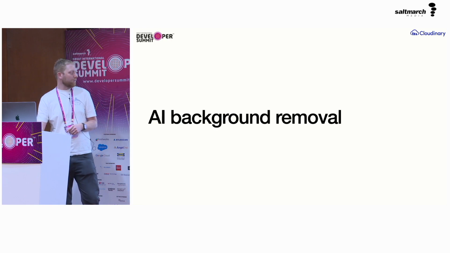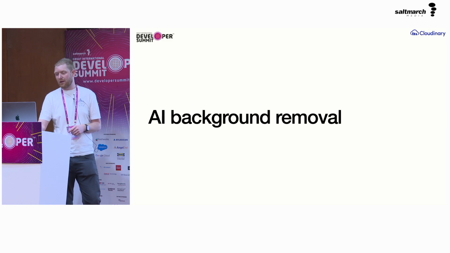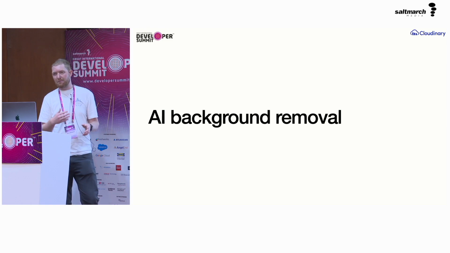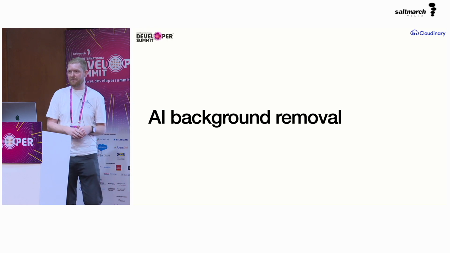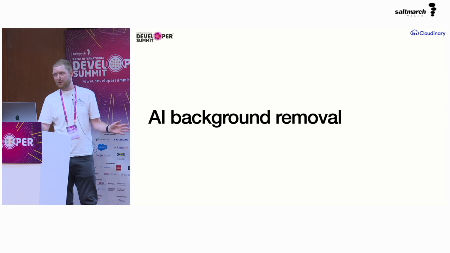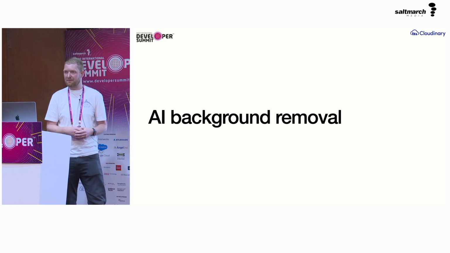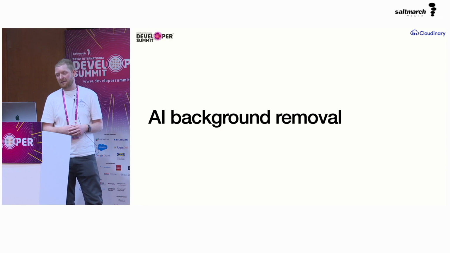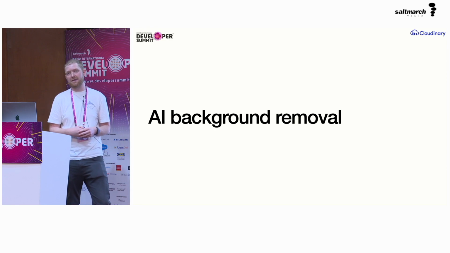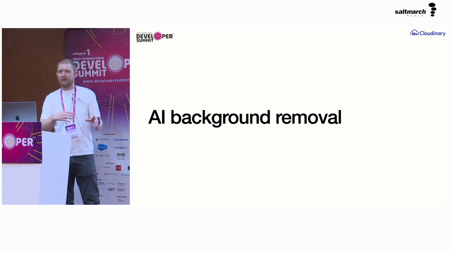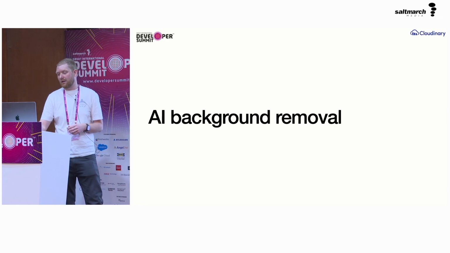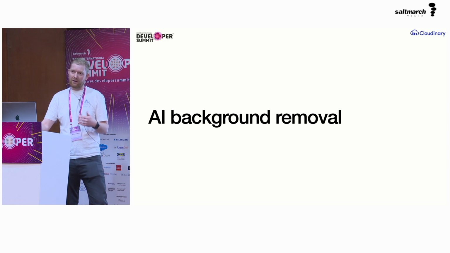Cool, so we'll start with AI background removal. We've been doing background removal using AI for a while now. It's bread and butter for us. I'm sure most people have done background removal in some form. Most phones now support background removal out of the box. So it's a pretty standard feature, but it's one that at scale is really, really important. It's probably one of our most used AI features.